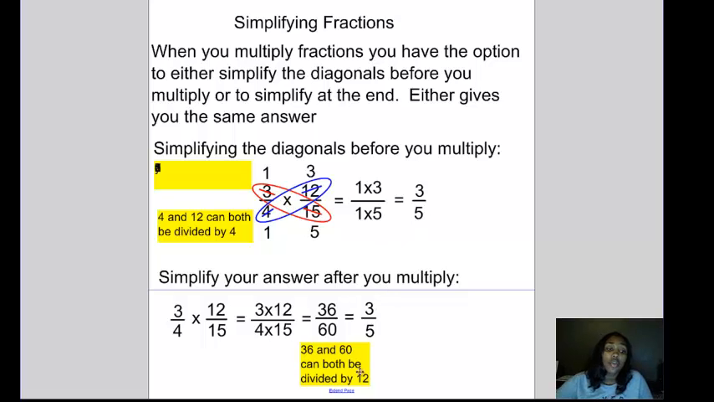The other thing you can do is multiply first and then simplify your answer after you multiply. So you wouldn't do anything with the diagonals. You would simply do top times top over bottom times bottom. So I'm going to do 3 times 12 over 4 times 15, and that gives me 36 over 60. And 36 and 60 can both be divided by 12. So 36 divided by 12 gives me 3, and 60 divided by 12 gives me 5. So again, we end up with 3/5. Whether you simplify the diagonals before you multiply, or wait and simplify your answer, you still come up with the same answer.